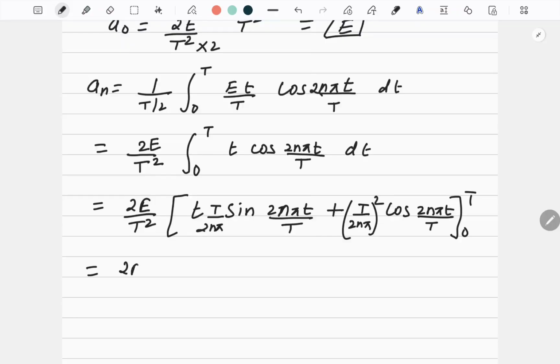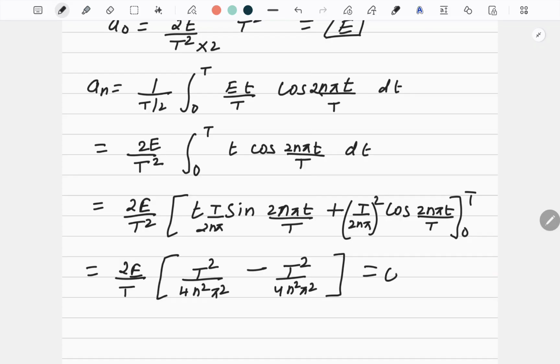So let me put the limit, let me check what I get. In the sine term if I put T, it is gone. So only in the cos term I should put. So T square upon 4n square pi square cos 2n pi t. So if I put capital T, capital T and capital T will get cancelled, cos 2n pi is 1. Now when I put 0, I will get T square upon 4n square pi square, cos 0 is 1. So that is gone. Right. So now what is the value of an I got? The value of an is coming as 0.